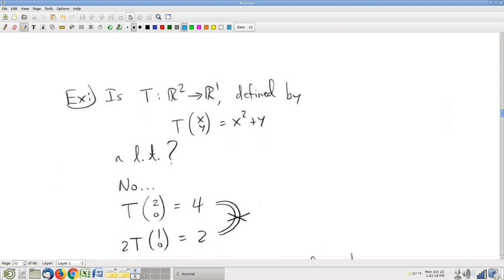Sadly, not the case. So an easy counterexample. A function like this is not a linear transformation. You can't just apply all of the wonderful properties of linear transformations that we're about to talk about to any old function. So easy counterexample: if this were a linear transformation, these two things would have to be equal, factoring out the two, as it were. But they aren't equal. That's just arithmetic. Just plug in and see.